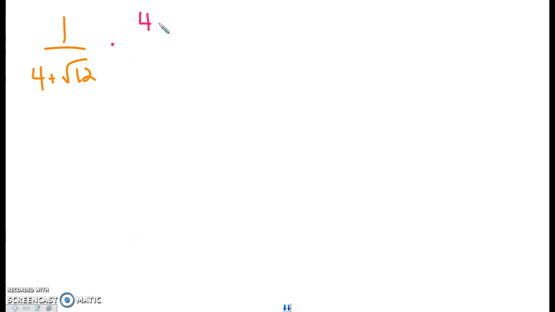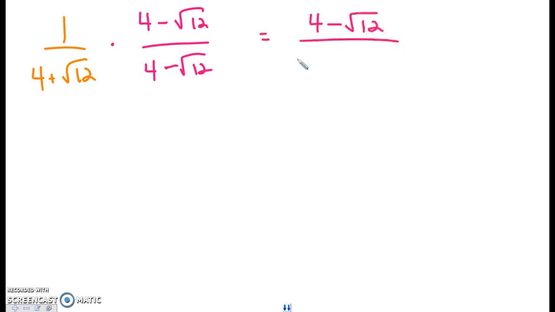So hopefully we multiplied by 4 minus radical 12 on top and bottom. On the top, that's really easy because I distributed with a -1, so I would just have 4 minus radical 12. On the bottom, you FOILed. But again, those middle terms are canceling since one is a plus and one's a minus. So I would have 16 minus 12, which is 4. So I have 4 minus radical 12 over 4.